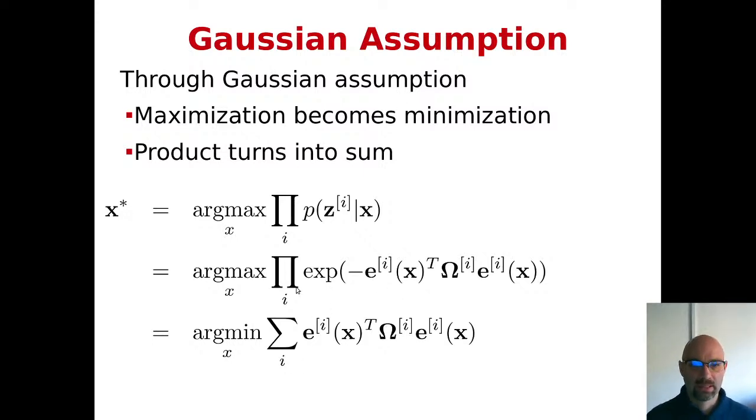Now, taking the logarithm turns the product into a sum and cancels the exponent, and the minus still stays, but given that we want to find the maximum of a negated quantity, we could find the minimum of the quantity without negation, and we end up to the argument of, or the core cost function that we are minimizing with Gauss-Newton.